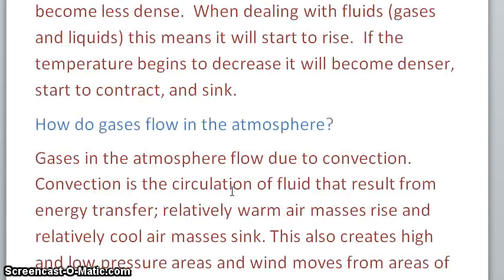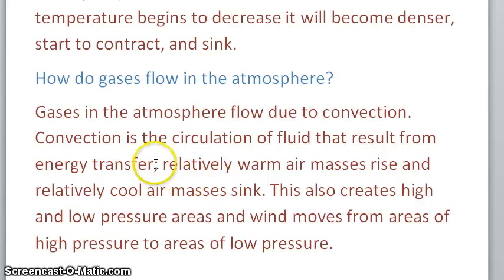And the last question here, how do gases flow in the atmosphere? Gases in the atmosphere flow due to convection. Convection is the circulation of fluids that results from energy transfer. Relatively warm air masses will rise, and relatively cool air masses sink. And that also applies for liquids as well. This also will create high and low pressure areas, and wind always moves from areas of high pressure to areas of low pressure.